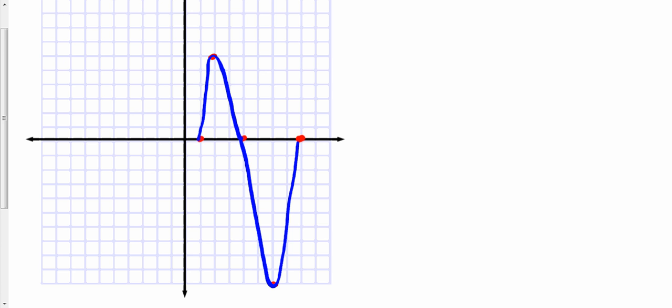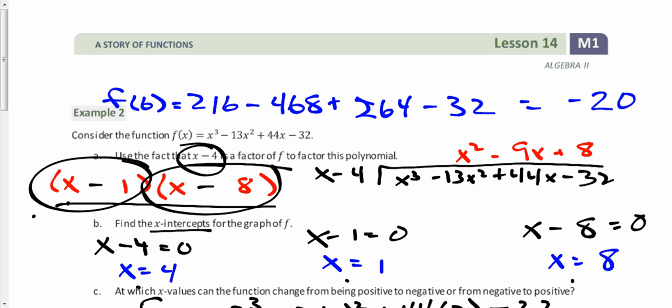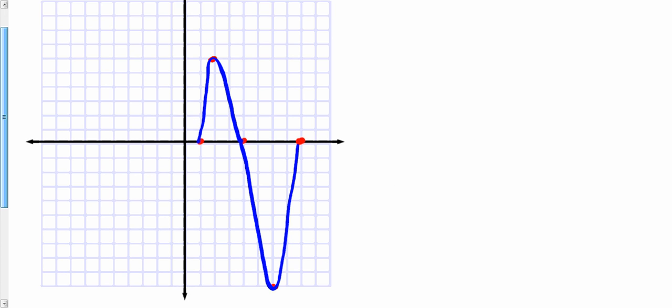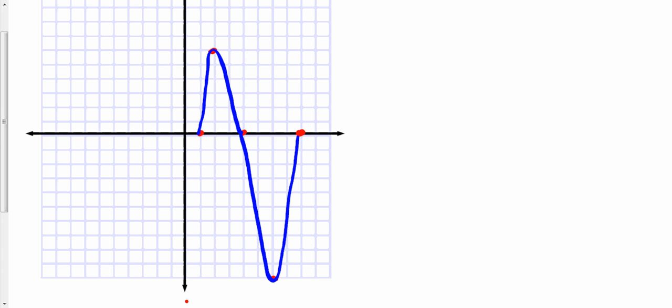I really should look over here and look over here. Let's pick a real easy number for over here. Let's pick 0. When x equals 0, 0 cubed minus 13 times 0 plus 44 times 0 minus 32 is negative 32. So when x equals 0, my function is all the way down here someplace. So it's going way down.